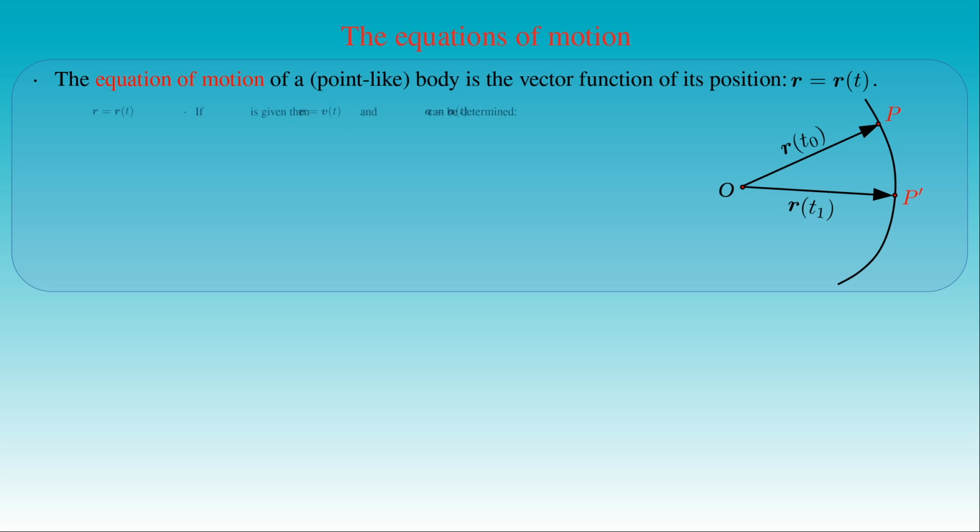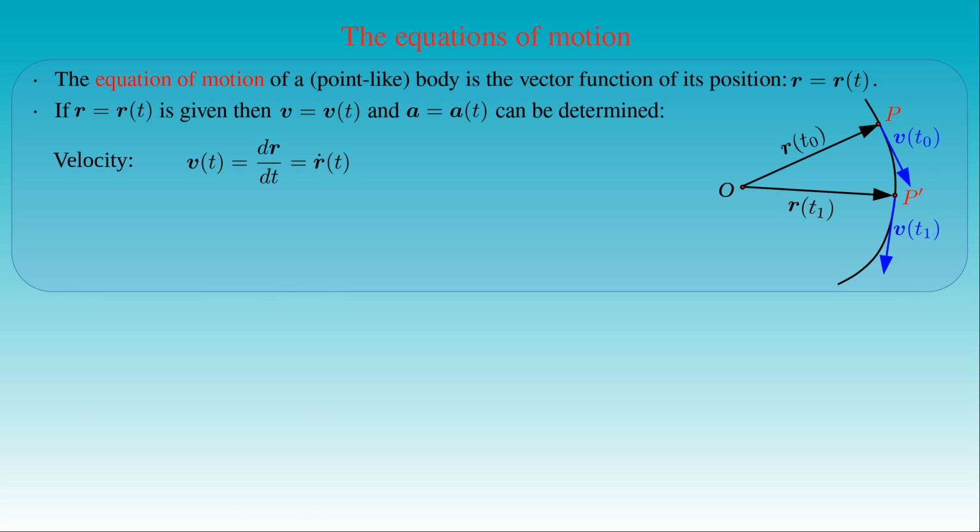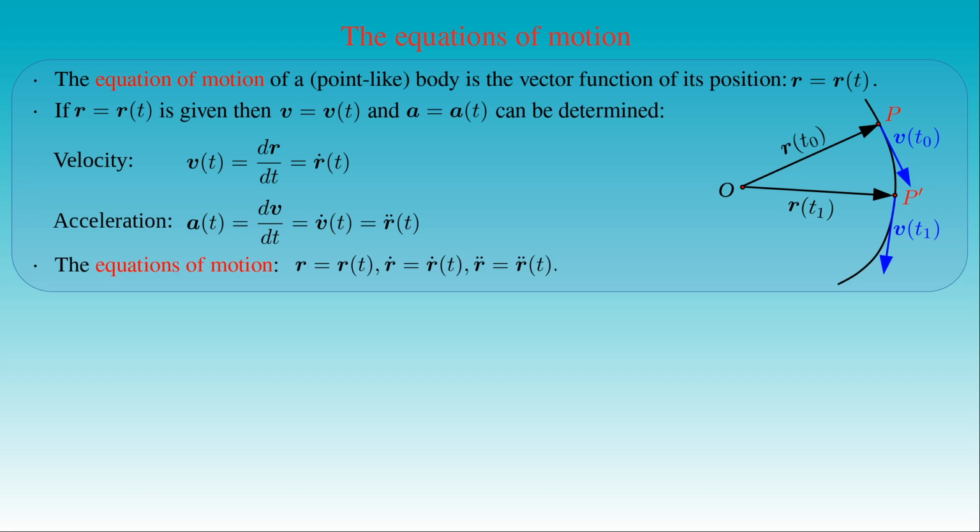If the position vector r of the body is given as a function of time, then the velocity and the acceleration of the body can be determined by applying the definitions of these kinematic quantities. In order to obtain the velocity, we only need to determine the derivative of the position vector r with respect to time. In the next step we can calculate the acceleration by differentiating the velocity vector with respect to time. If the explicit forms of the position vector, the velocity, and the acceleration are given as the functions of time, then we have a complete description of the motion of the given body. In kinematics we call these equations the equations of motion.